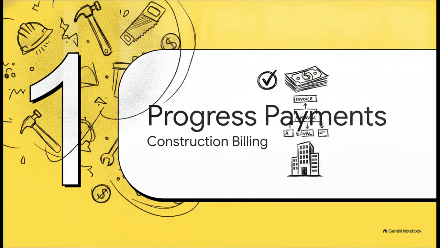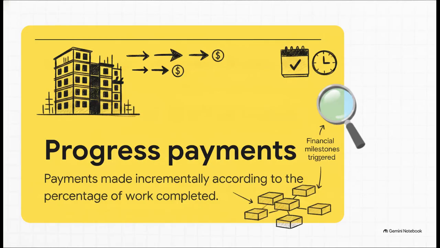What are progress payments? The basics of construction billing. So, what exactly are we talking about here? Well, progress payments are simply payments made incrementally based on the percentage of work completed as a project moves forward. In the building and construction world, we rely heavily on subcontractors and suppliers. And instead of making them wait for a massive multi-month project to finish entirely before any money changes hands, we pay them step by step. Essentially, as physical milestones are met out on the site, financial milestones are triggered back in the office.